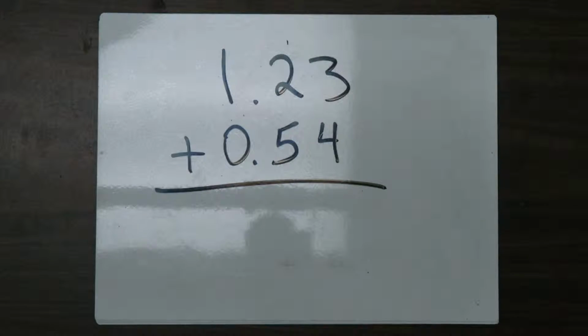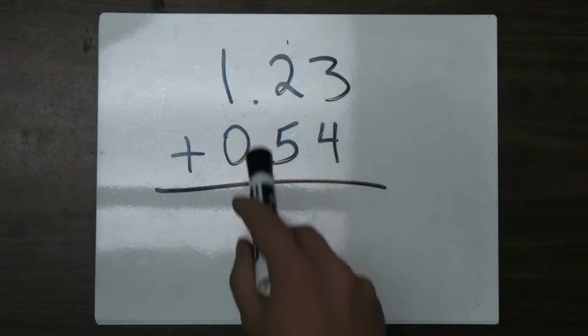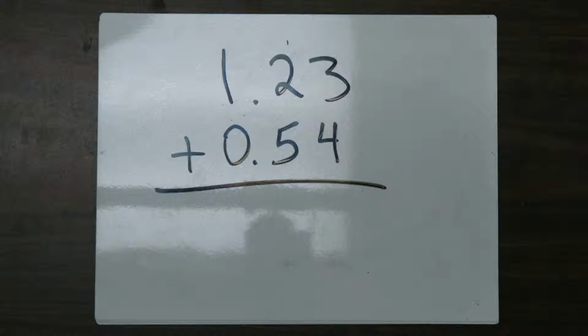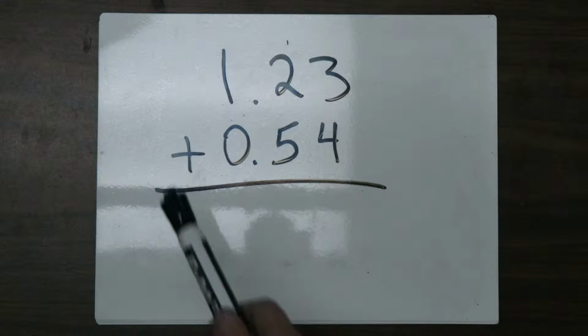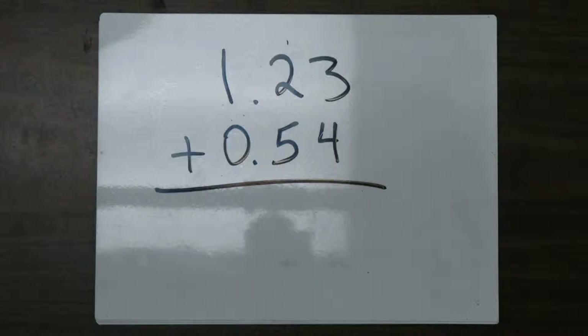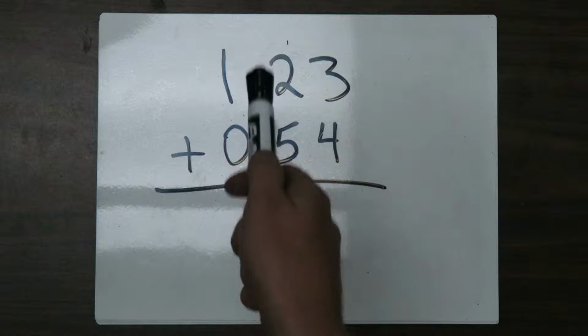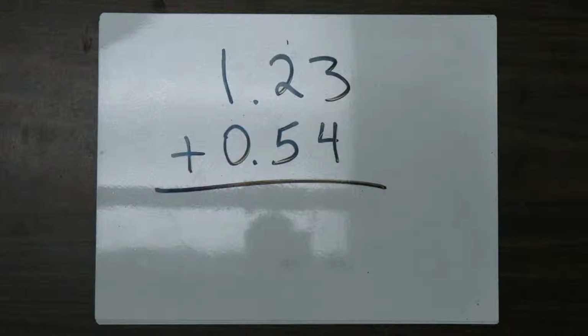Alright guys and gals, today we're talking about adding decimal numbers. Now this is actually pretty easy as long as you follow a simple rule. And that rule is you're always going to line up your decimal points. So I've already done that in setting up this problem, 1.23 plus 0.54. I've made sure that my decimal points are lined up in the problem.